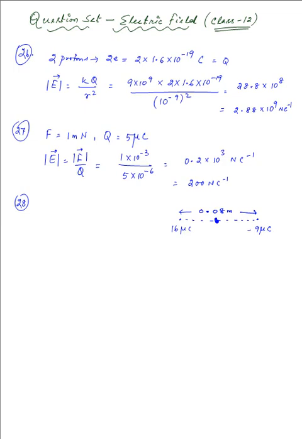Now, if we place a positive test charge somewhere between them, it will be repelled by that positive 16 microcoulomb, and it will be attracted by the minus 9 microcoulomb. As a result, both those forces will be acting towards the negative charge, because the negative charge will be attracting it while the positive charge will be repelling it.